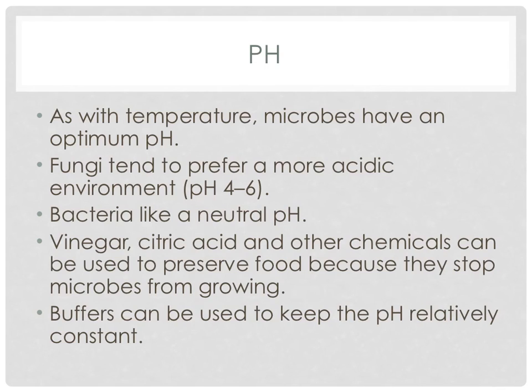So lastly, when you're growing your microorganisms, you need to think about pH. Some fungi tend to prefer a more acidic environment, and bacteria a more neutral environment. So we tend to use things like vinegar or citric acid to preserve food because they stop microbes from growing. If we're growing a microorganism for some sort of useful product, you have to keep the pH relatively constant, and buffers are used to do that.